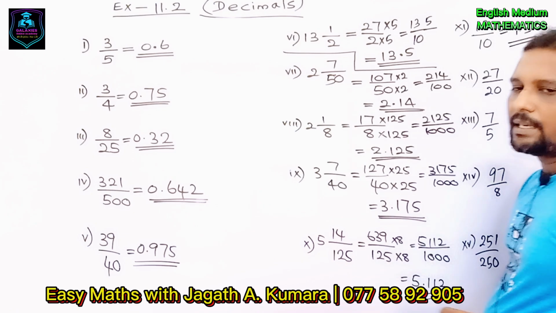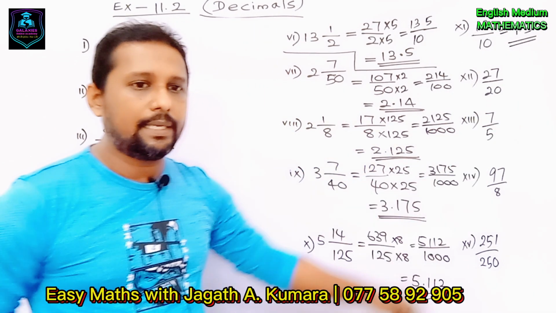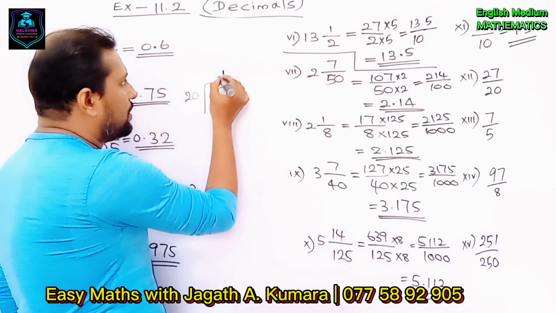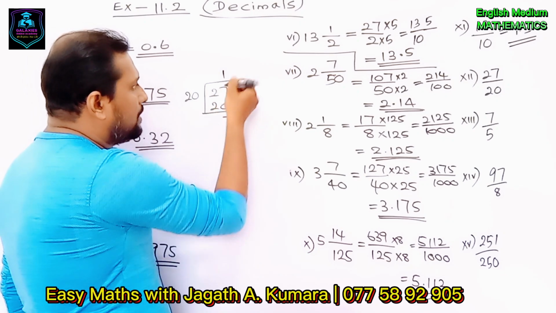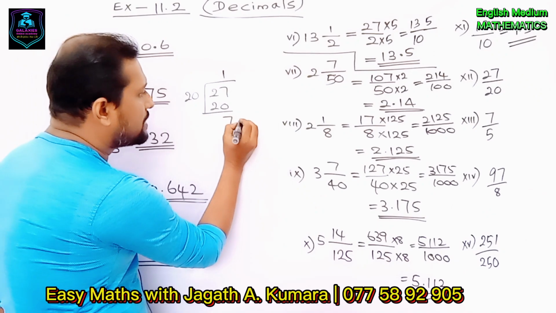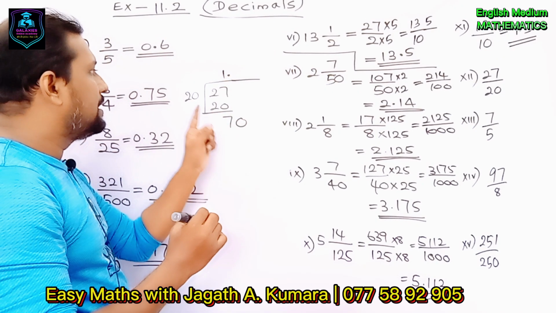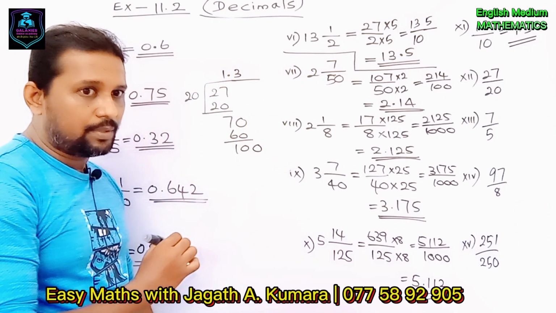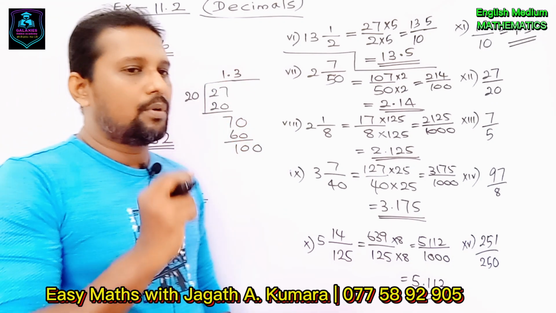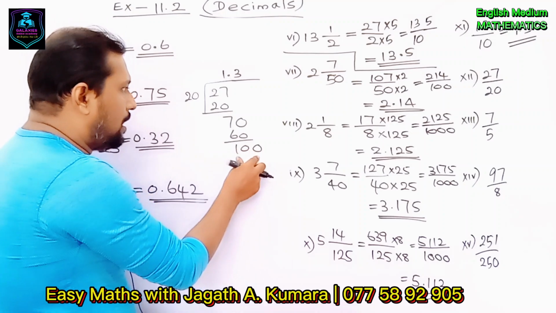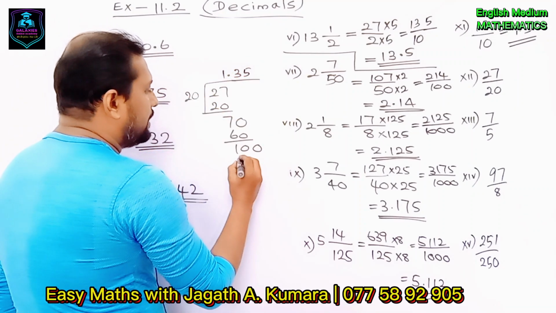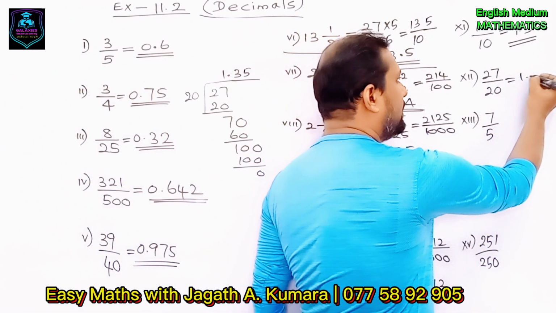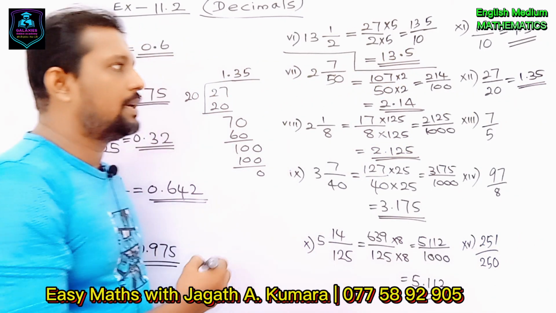Next one, I am going to get the answer using the long division method, 27 over 20. 27, I will divide by 20. 27, how many 20s? 1. 1 times 20, 20, remaining 7. There are no digits to bring down here, so you can put 0, then you have to keep the decimal point. 70 divided by 20, 3 times 20, 60, remaining 10. Another 0 you can put, but remember, you can put only one more decimal place, okay? 100 divided by 20, 5 times 20, 100, remaining 0. So the answer is 1.35, right? 1.35. It is the 12th one's answer.